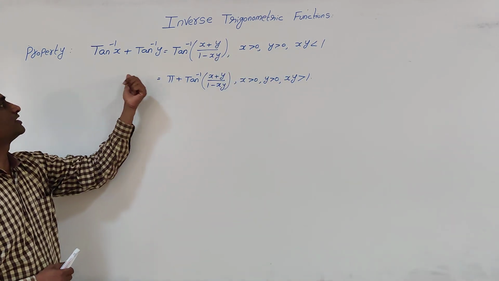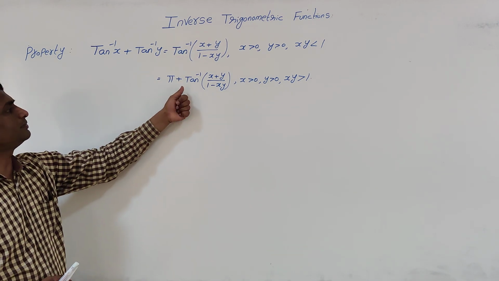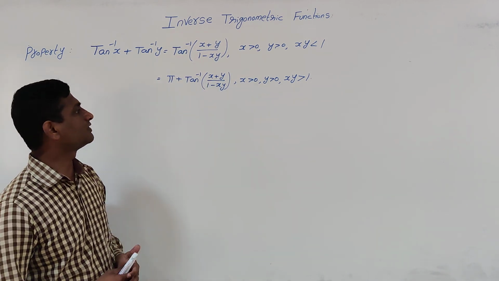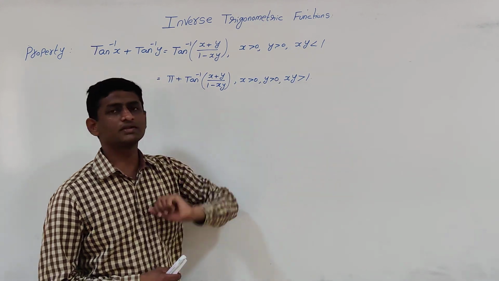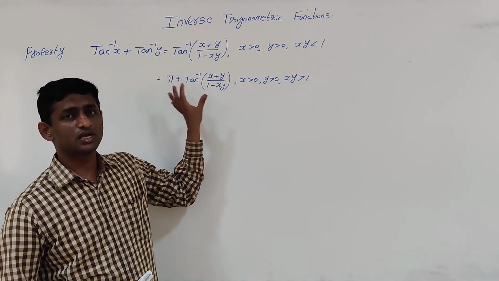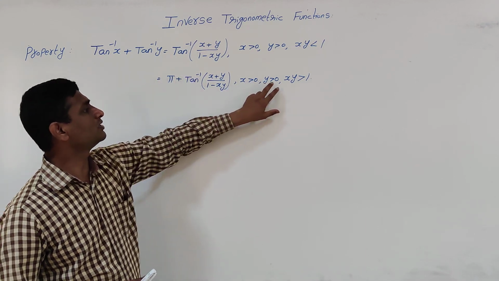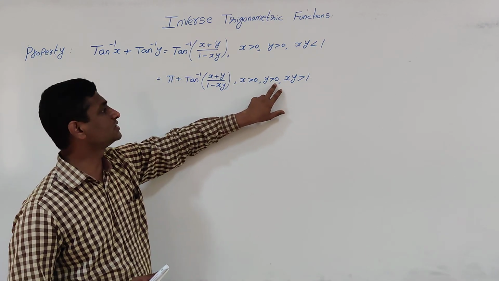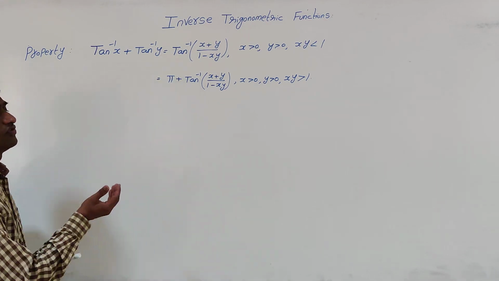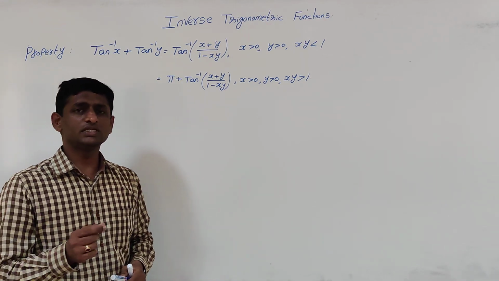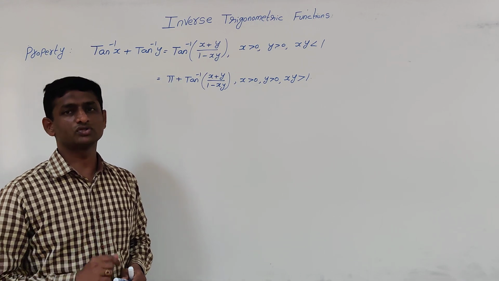Next, tan inverse of x plus tan inverse of y is equal to pi plus tan inverse of (x plus y) by (1 minus xy), if x is greater than 0, y is greater than 0 and xy is greater than 1. Means this rule is applicable when this condition is satisfied. So we'll see the proof. Before going to the proof, we'll see the graph of tan inverse of x.